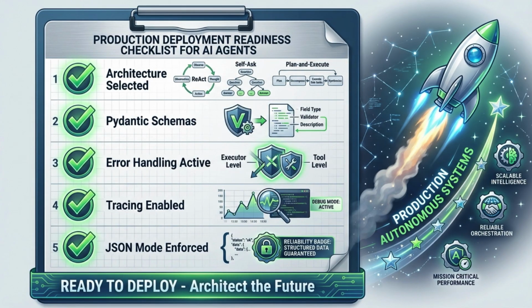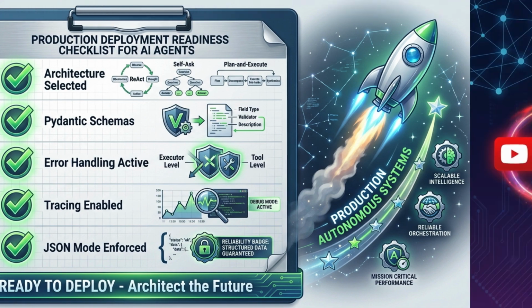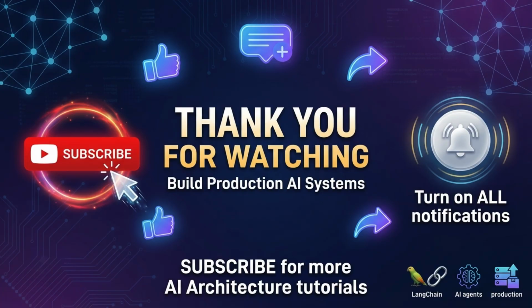Your checklist. Architecture selected. ReAct, self-ask, or plan and execute. Tools backed by Pydantic schemas. Error handling active at both tool and executor levels. Tracing enabled for debugging. JSON mode enforced for reliability. You're now ready to architect the future. Not just use AI, build production autonomous systems that actually work.